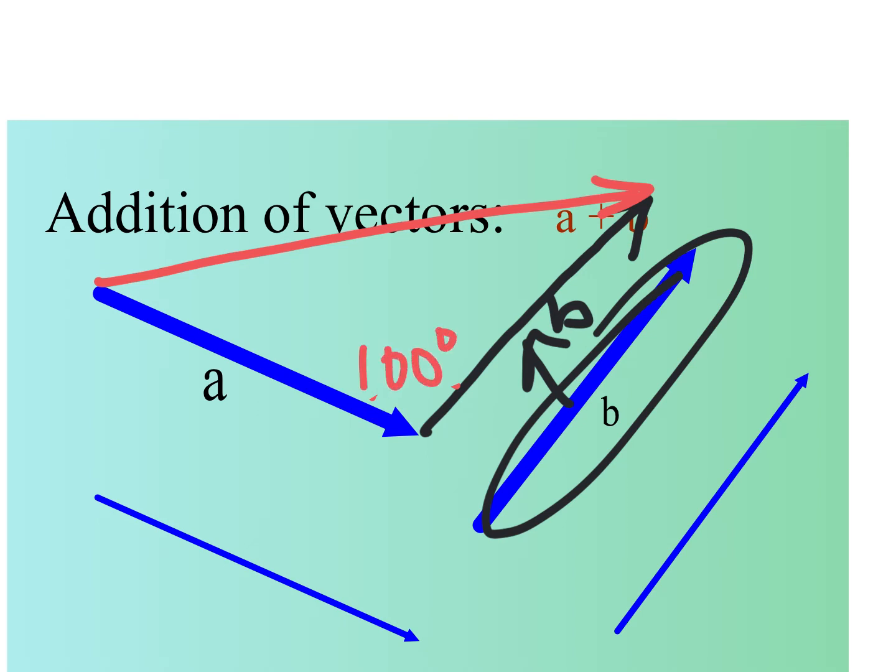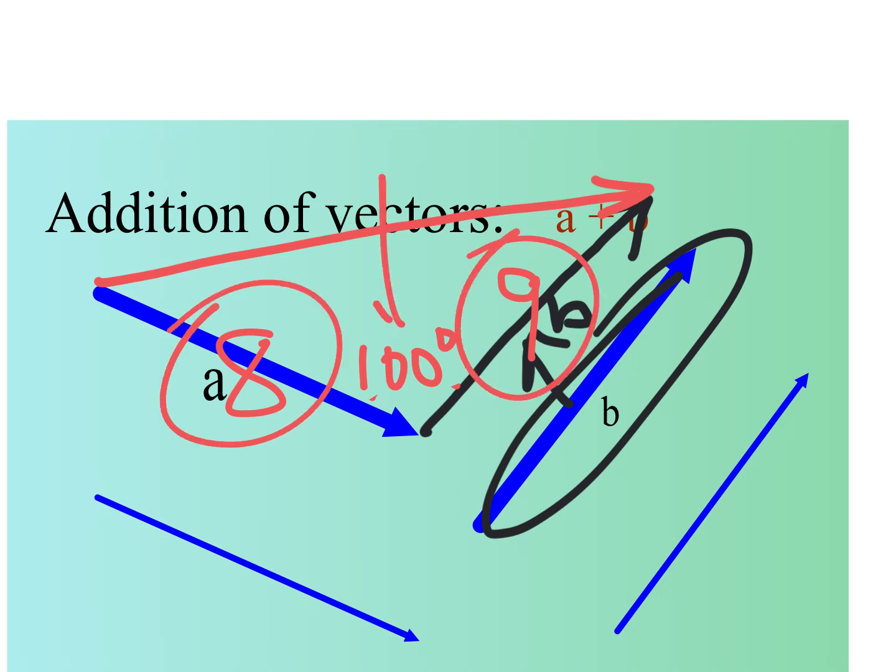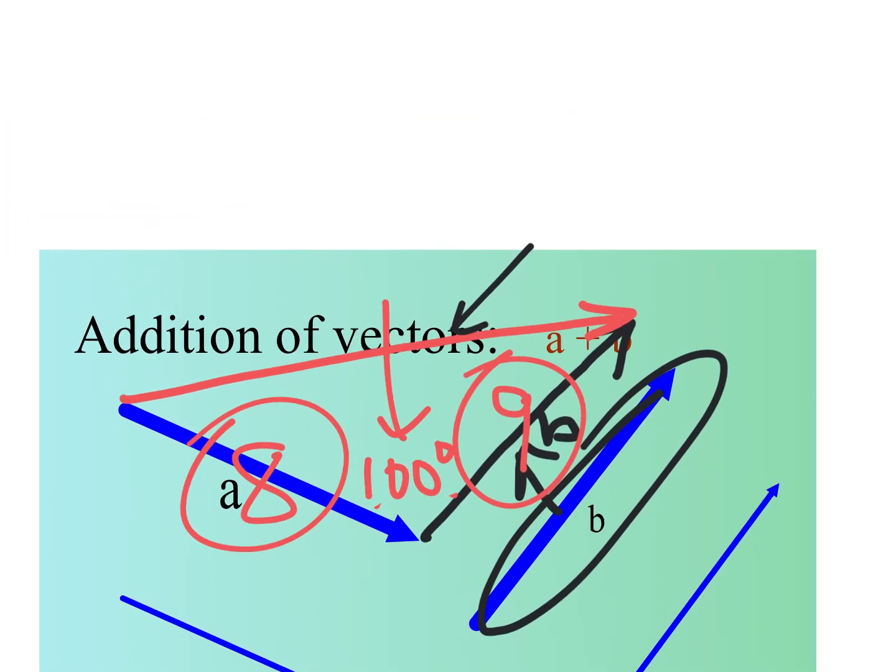Do you remember a unit where if we knew this was 8, and 8 is the magnitude, the length of it, and we knew this was 9? Do you remember that formula that takes the 8 and the 9 and the 100, and it tells us how long that side is? Yes? A squared plus b squared minus 2ab cosine c plus c squared. Nice. That is the law of cosines.